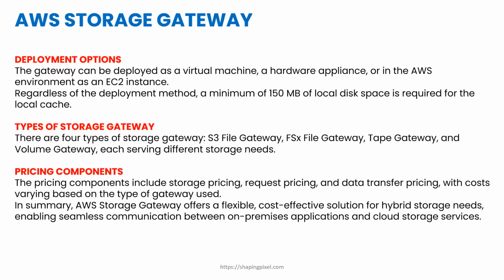AWS Storage Gateway. The gateway can be deployed as a virtual machine, a hardware appliance, or in the AWS environment as an EC2 instance. Regardless of the deployment method, a minimum of 150 MB of local disk space is required for the local cache. There are four types of storage gateways: S3 File Gateway, FSx File Gateway, Tape Gateway, and Volume Gateway, each serving different storage needs.